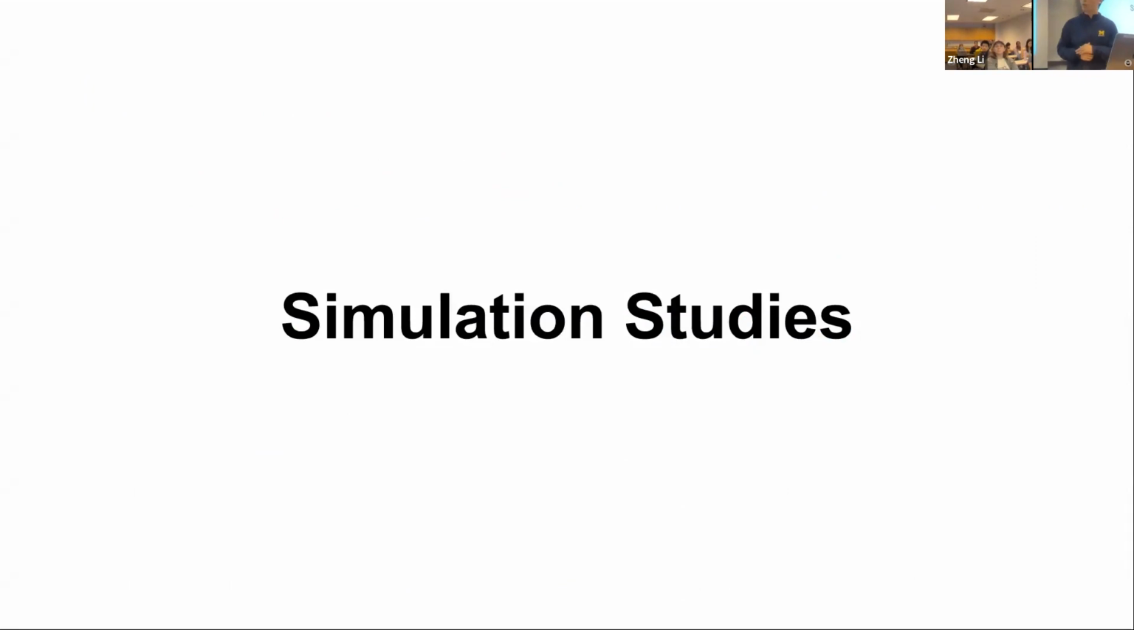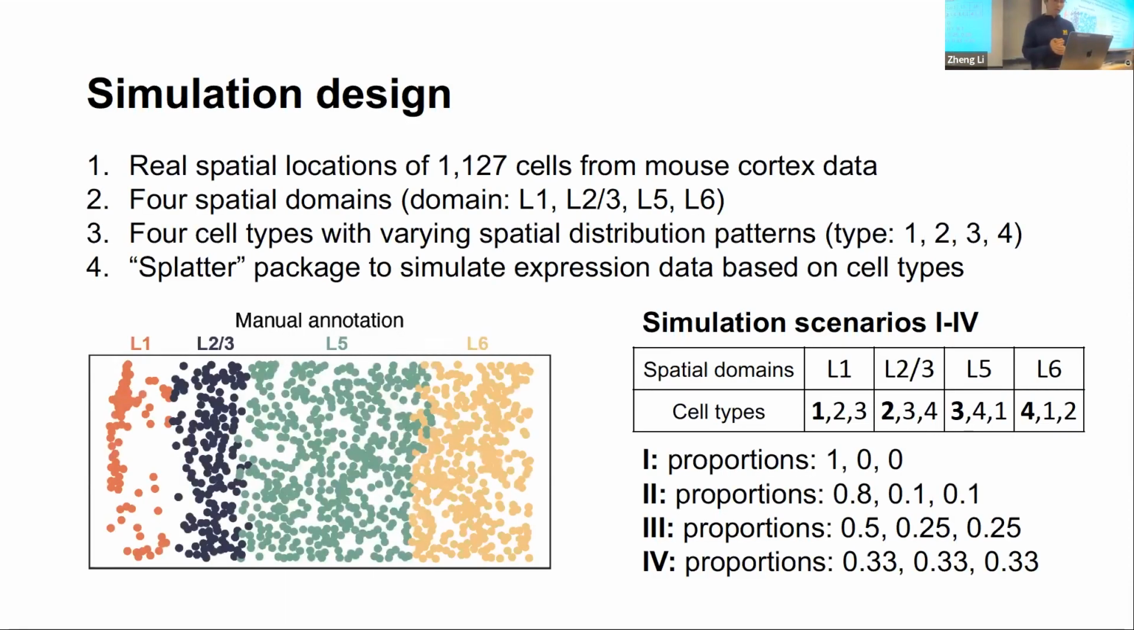So next I'll move on to the results section and talk about some of our simulation and real data application results. So here is a brief introduction to our simulation design. We used the real spatial locations of 1,127 cells from the mouse cortex data, and we assigned these cells to 4 different spatial domains: layer 1, layer 2/3, layer 5, and layer 6.